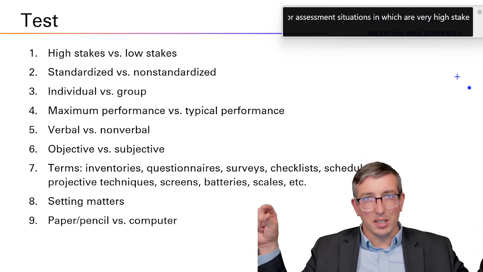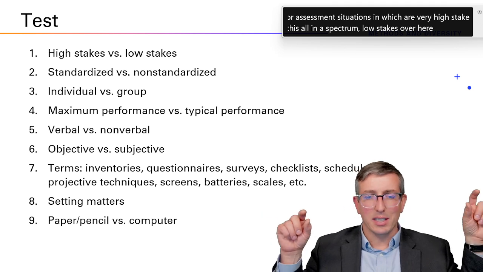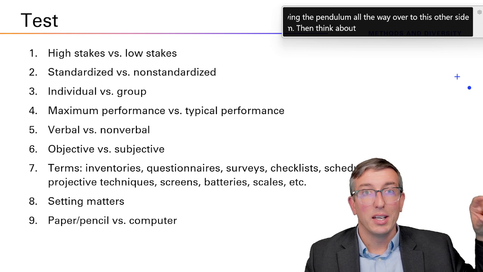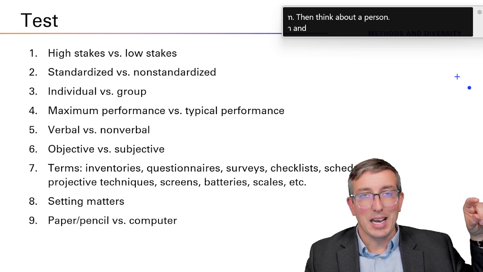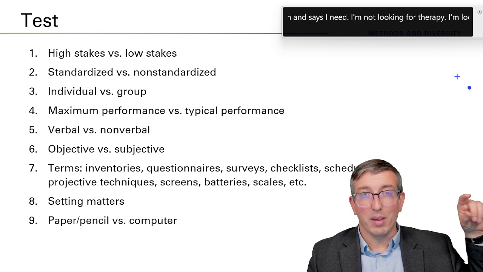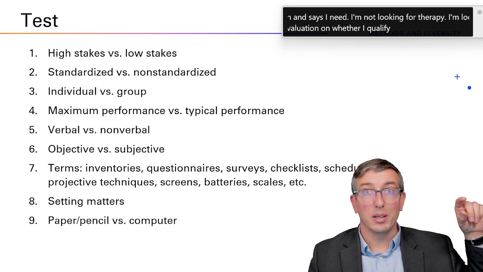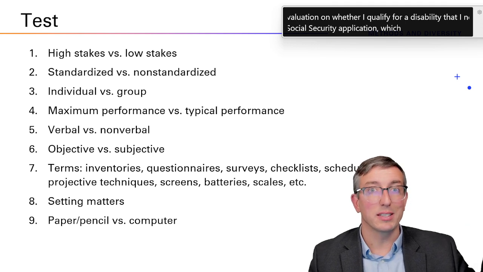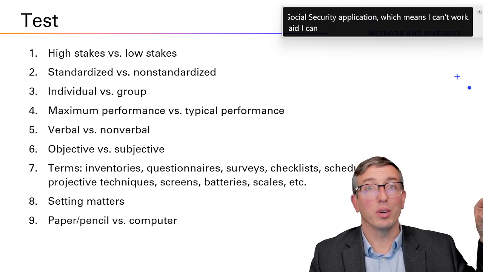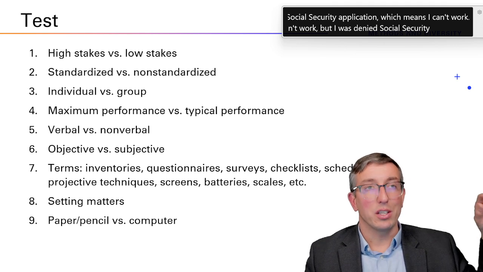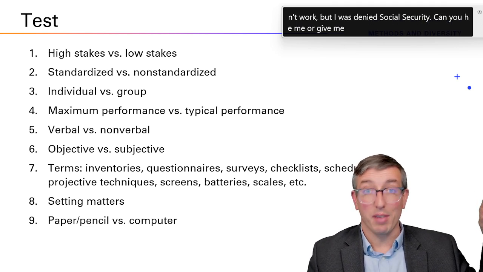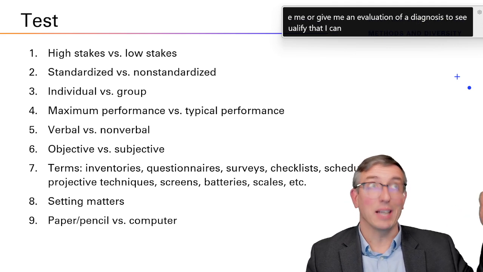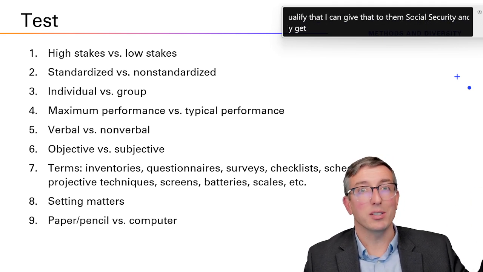So picture this all on a spectrum: low stakes over here, high stakes over here. Swing the pendulum all the way over to this other side of the spectrum and think about a person who comes in and says, I'm not looking for therapy. I'm looking for an evaluation on whether I qualify for a disability that I need to use for a Social Security application, which means I can't work. My doctor said I can't work, but I was denied Social Security. Can you help diagnose me or give me an evaluation of a diagnosis to see if I would qualify, that I can give to Social Security and hopefully get benefits so I can live?